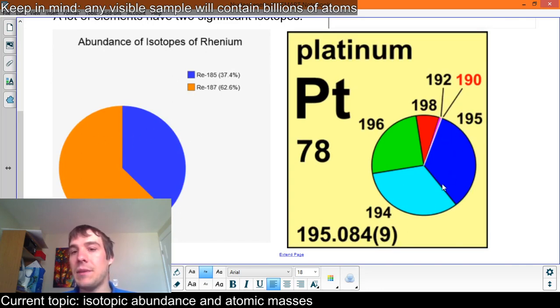Platinum's an interesting one. It's got kind of a 3-way split between the 195, the 194, and the 196, and then there's a little bit of 198, a little bit of 192, and a tiny sliver of 190, because the 190 is radioactive and will decay and turn into something else. So that's platinum. It's kind of neat. Platinum's atomic mass is a reflection of this, because it suggests maybe that there's a lot of 195, but it's just that there's kind of equal 196 and 194, pulling it one way and the other way.